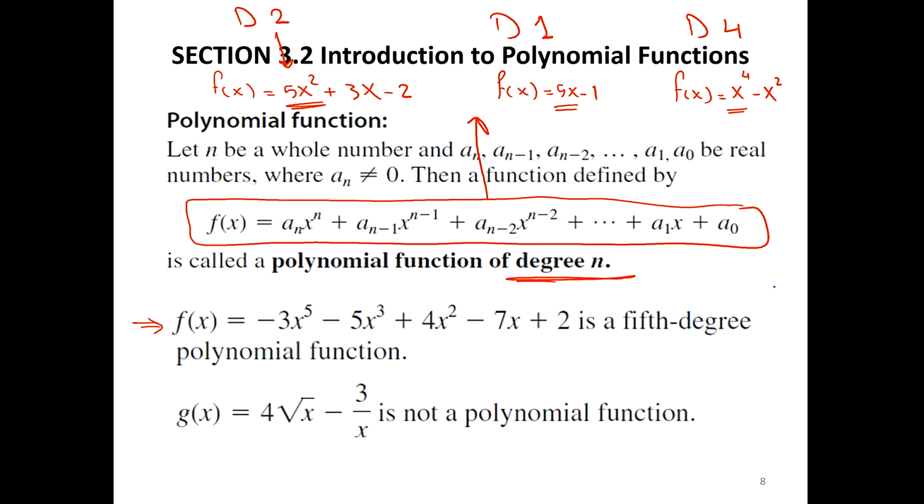Why? Because we have x to the power 5, x to the power 3, x squared, x, all powers positive. So what is the degree of this polynomial? This is 5, because the highest exponent equals 5. So this is a polynomial function with degree 5.